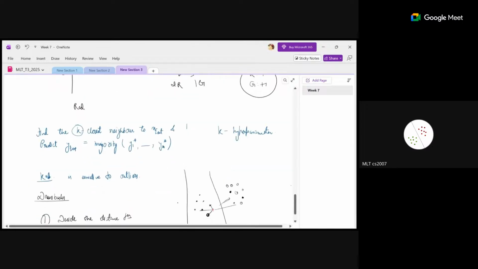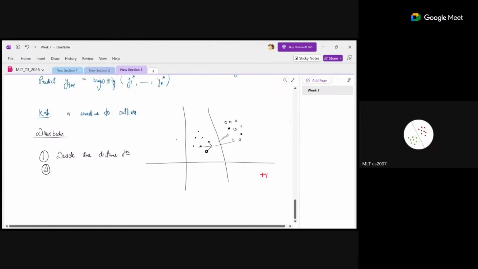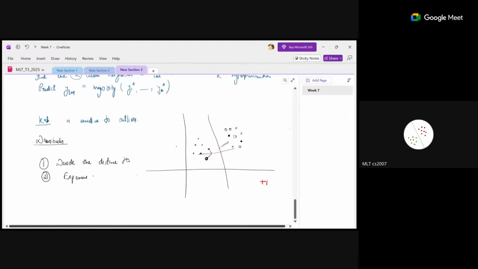And also, I will write here, so not computationally feasible, or maybe I can just write expensive. Right. So these are two problems.